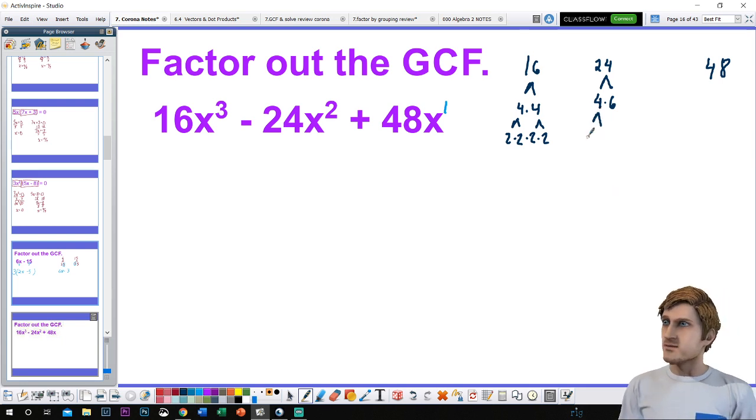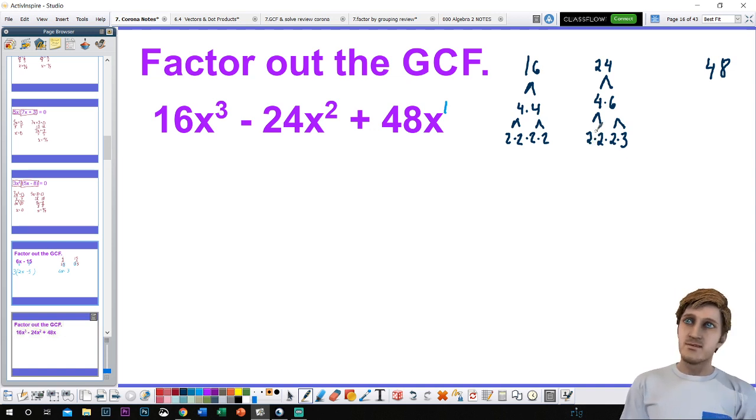So 4 is 2 by 2, 6 is 2 by 3, and that's it. Remember, an easy way to check that you've done this correctly is to take 2 by 2 by 2 by 3 and make sure that it does indeed equal 24. If it does, you did it right. Alright, let's work on 48. 48 is 4 by 12.